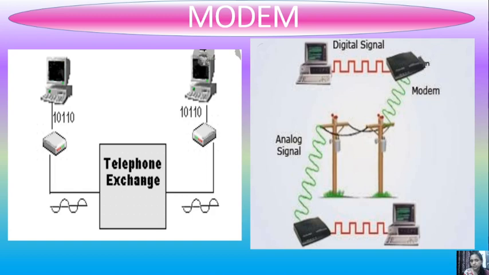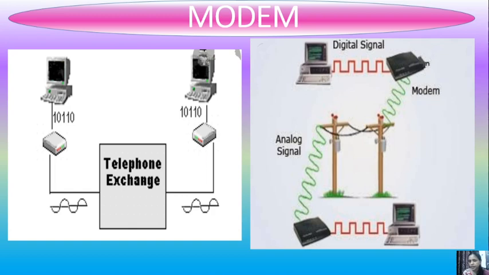On the right side image, you can see one PC is given there. First you concentrate on the right side image. There are two images. First you see the right side image.